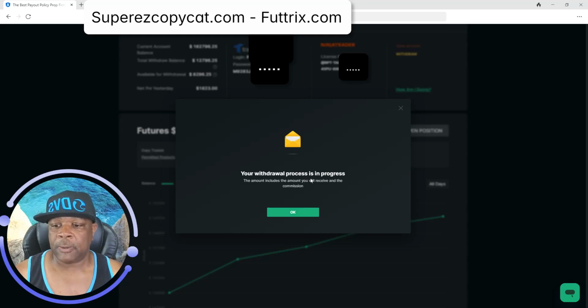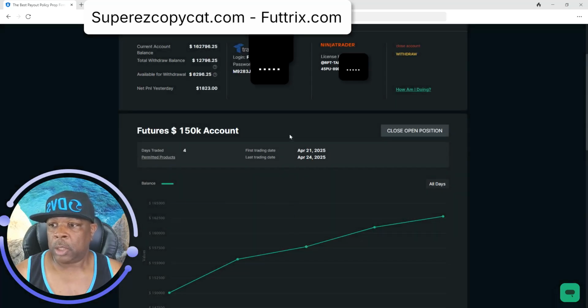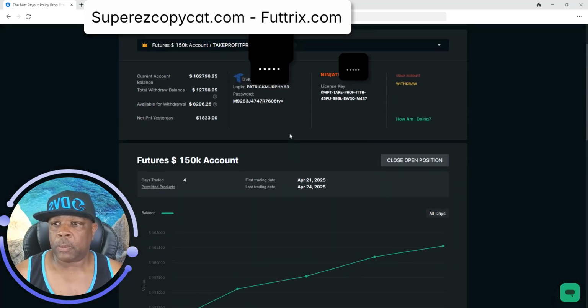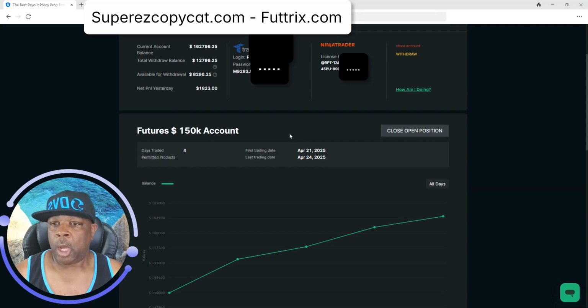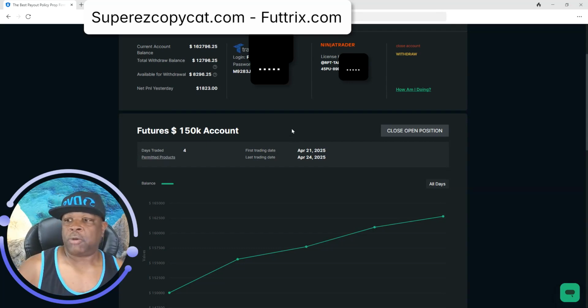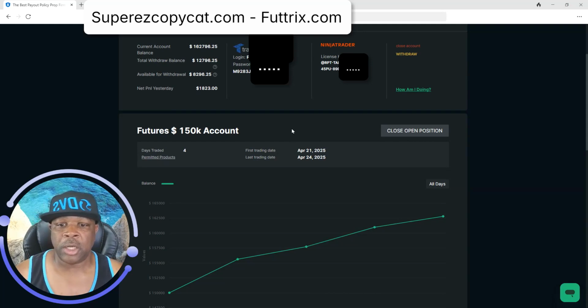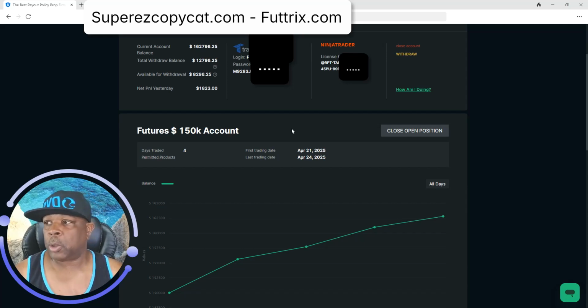So I'm going to pop that request, and your withdrawal process is in progress. Okay, and that's it. I just wait, and that's it. So again, I just want to show you guys the process of how to withdraw, how easy it is. It's not that difficult. They send the money over to whatever platform you use, whether it's PayPal or whatever.